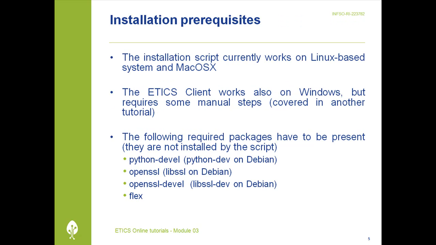The client has a number of installation prerequisites. It currently works on Linux-based systems and macOS. It also works on Windows, although a number of manual steps have to be performed. In addition, there are certain libraries that the client has to find pre-installed in the system, like the Python development libraries, OpenSSL or the OpenSSL development libraries.